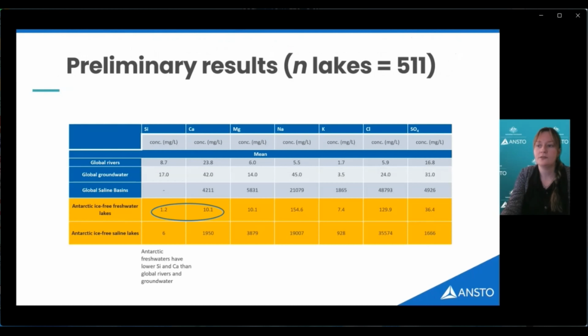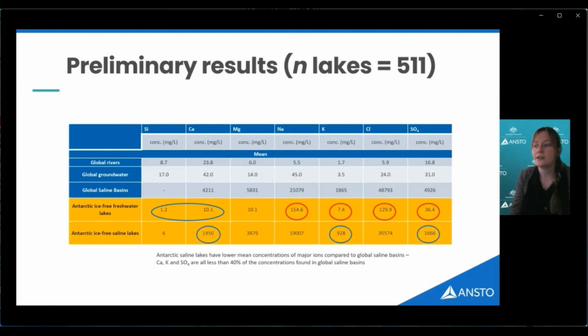Our preliminary results show that Antarctic freshwater lakes have lower silica and calcium than global rivers and groundwaters, but they do have higher sodium, potassium, chloride, and sulfate than global rivers and groundwaters. The Antarctic ice-free saline lakes have lower mean concentrations of major ions, including sulfate, potassium, and calcium, which are all less than 40% of those found in global saline basins. And in particular, the silica is low and even lower than global rivers or groundwater.